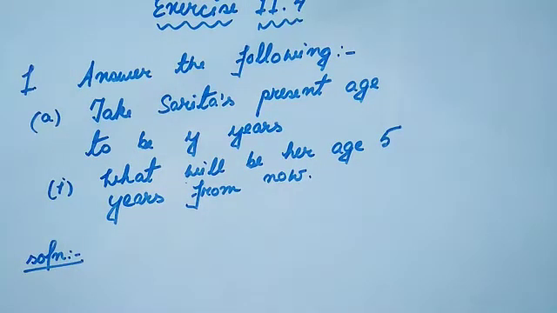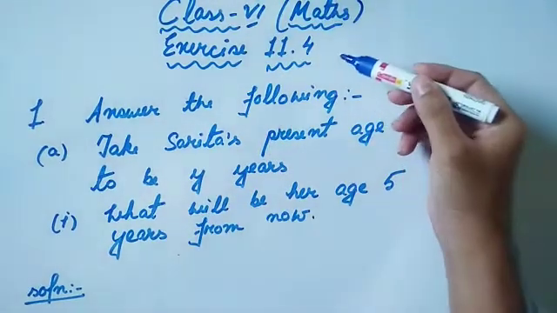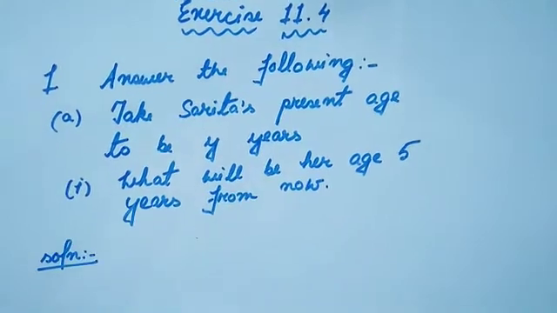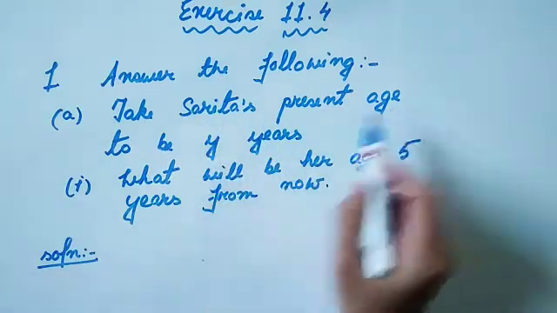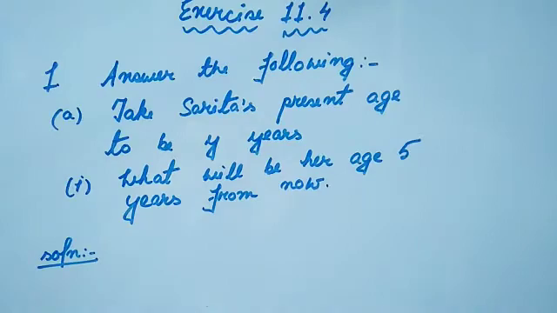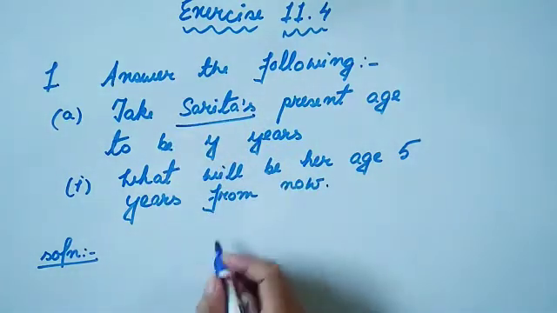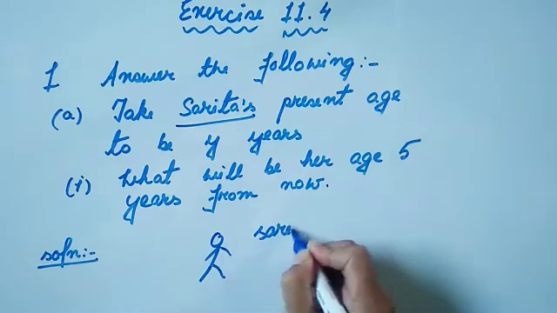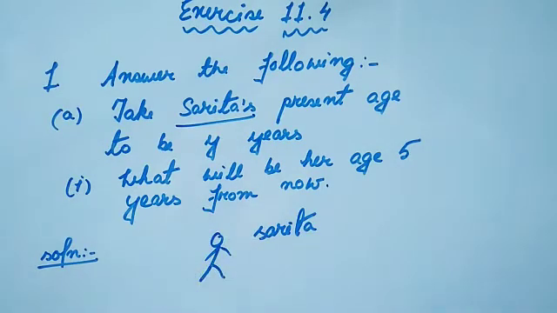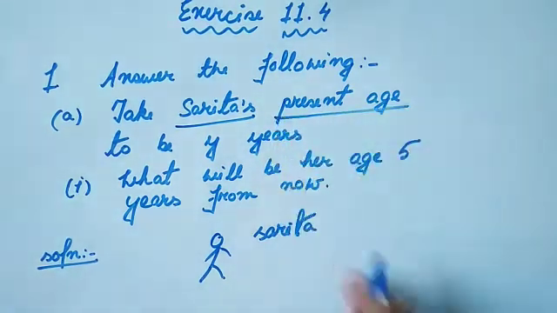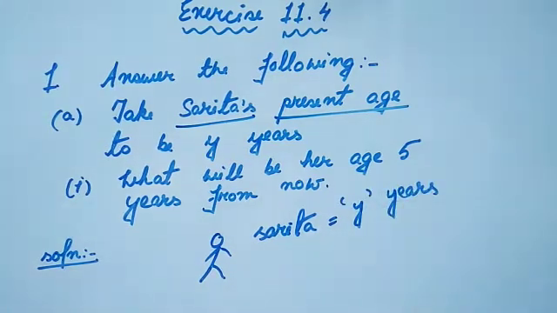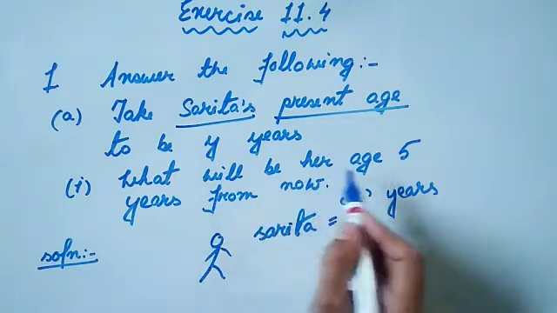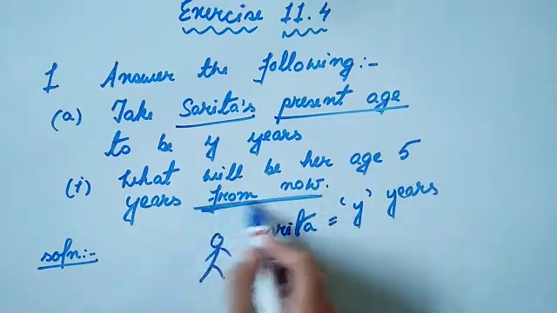Hello students, so today let us start our exercise 11.4, and the first question says, answer the following, and it says, take Sarita's present age to be Y years. There's a girl named Sarita, and the question asks us to take her present age to be Y years. The first question asks us to find what will be her age 5 years from now.